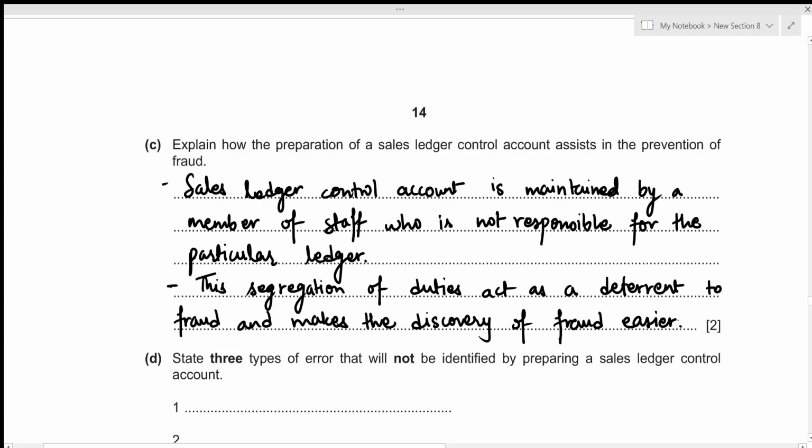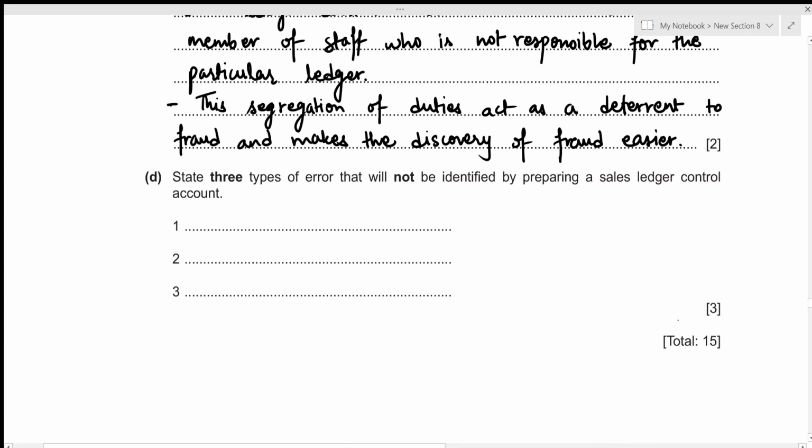Alright, this concludes the third part. Let's move to the fourth one now. We need to state 3 types of error that will not be identified by preparing a sales ledger control account. So the first one is error of omission. This kind of error takes place when we completely omit any kind of transaction in the books of accounts. Then there is error of commission. These types of error arise when the accounts are recorded debit or credit to the correct account but to the wrong ledger. Then lastly, we have error of principle. These kinds of error arise when the entry of the transaction violates a fundamental principle of accounting.